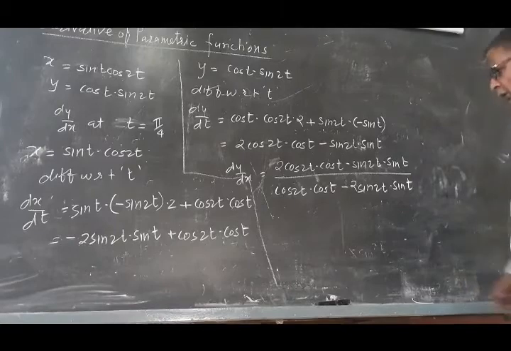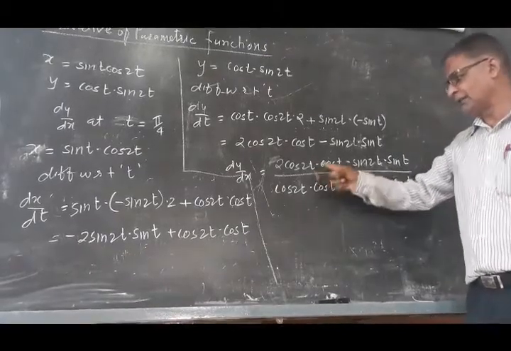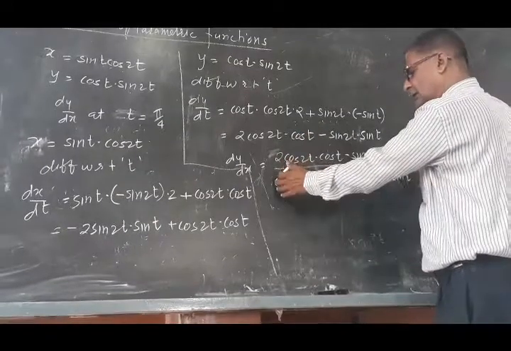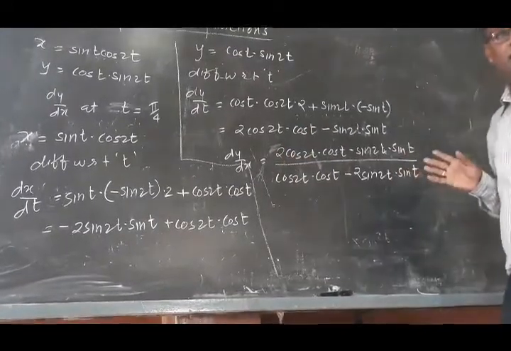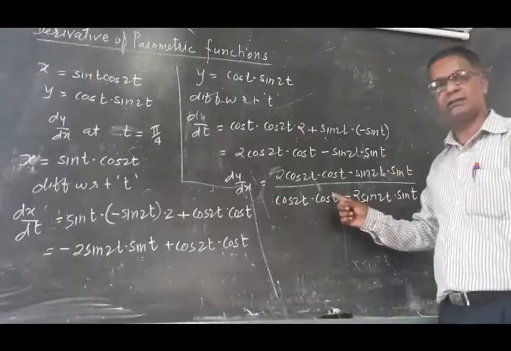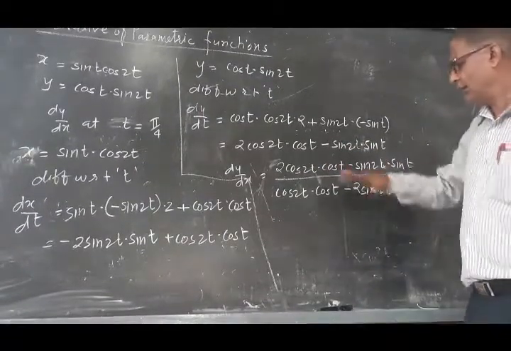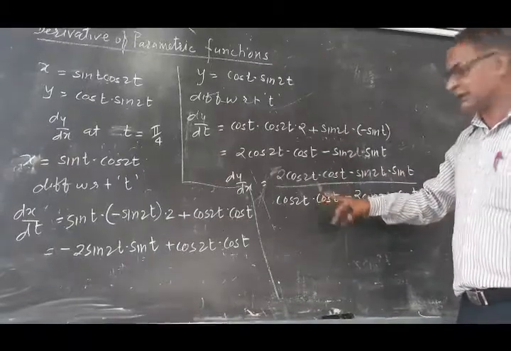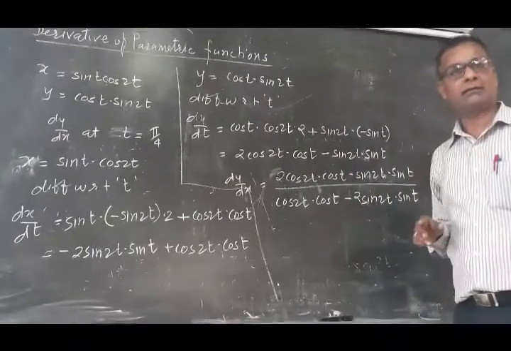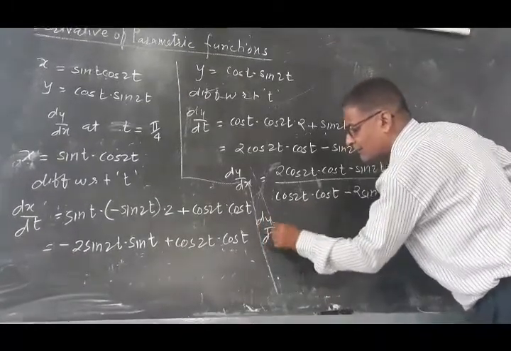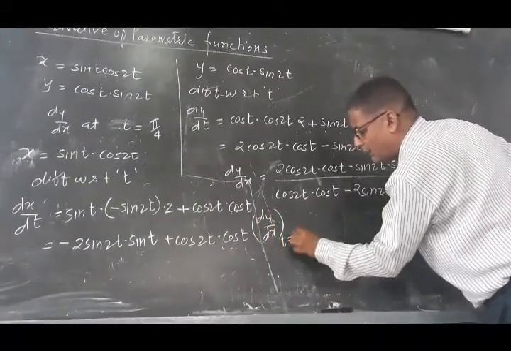Don't try to cancel this one, because the total expression is there. Some students make a silly mistake in this part. They cancel about this, but you cannot cancel. This is the expression; directly in this way it cannot be cancelled. So now we can find dy upon dx at t is equal to pi by 4.